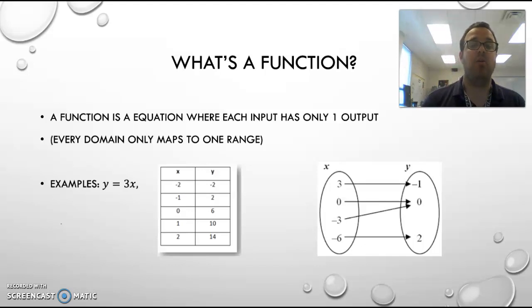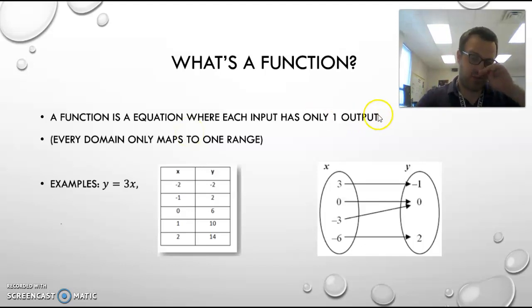All right. So here are a couple examples of what we're looking at in terms of what a function is. Y equals 3x would be a function, right? Anything I put in for x, I'm only going to get one y out. Here's a table that shows me a function. Every one of these x's is only going to one individual y. And same thing with this chart. Every single 3 is going to -1, 0 to 0, -3 to 0, -6 to 2. Every input's only going to one output. Every x only to one y. We also like to say here that every domain only maps to one range. Domain meaning your x's or your inputs, and range being your outputs or your y's.